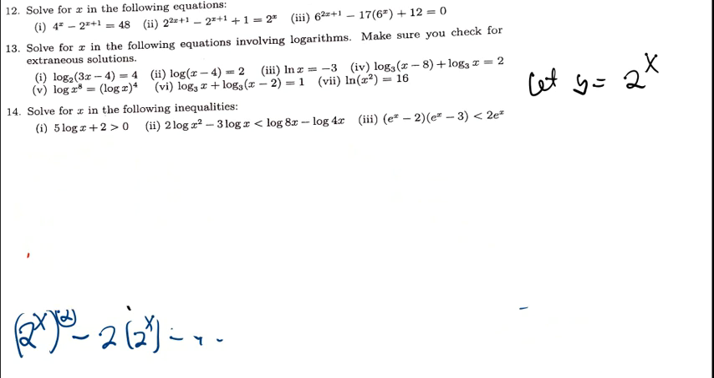So you can use the same method. Now allow me to solve 2. You can solve this one. It's the same method actually.